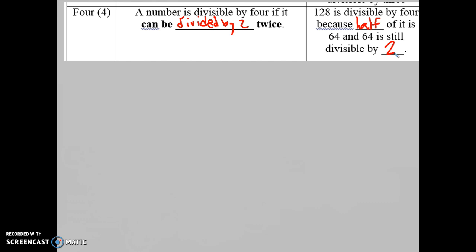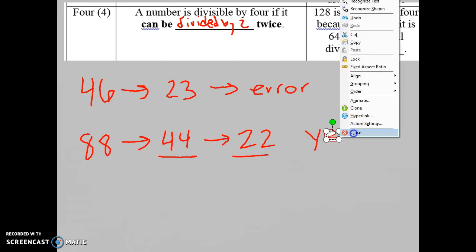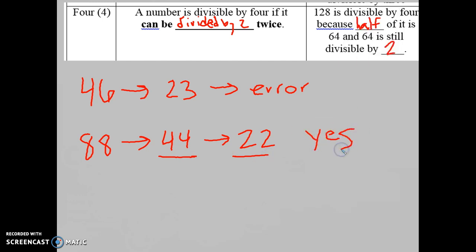So let's check a few numbers. Let's try 46. Well, 46 cut in half, so divided by 2, gives me 23. Can I cut that in half again? What's half of 23? Well, it's not an even number, so I can't cut it in half again, so this one is no, this does not work. Let's try 88. Half of 88 is 44. Half of 44 is 22. So since I can cut it in half one time and then a second time, then yes, this number is divisible by 4.